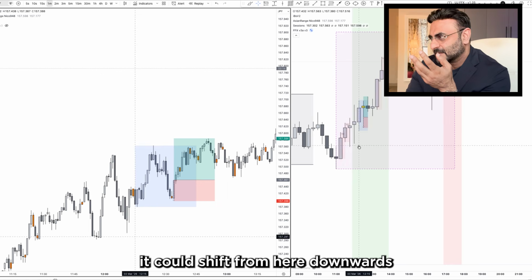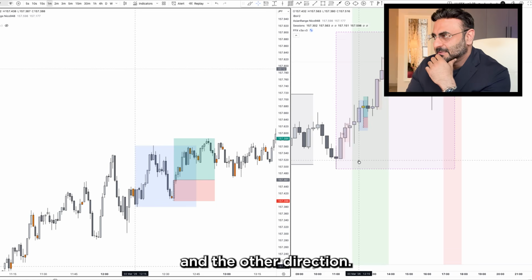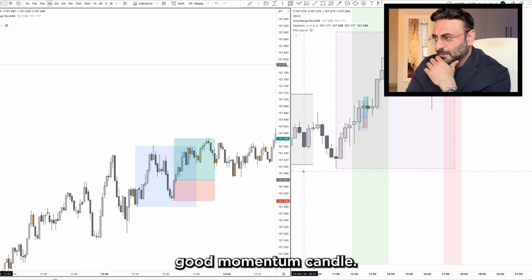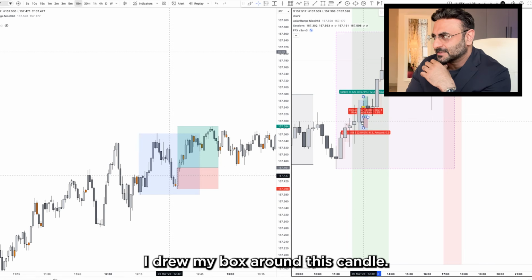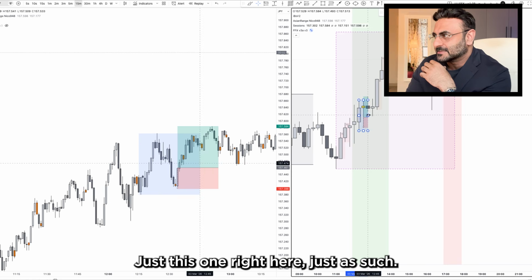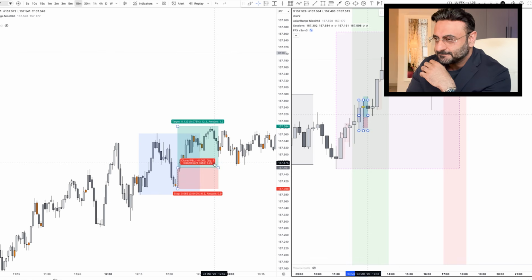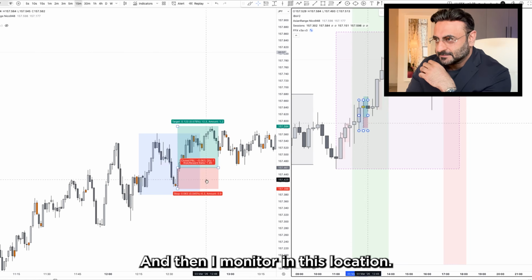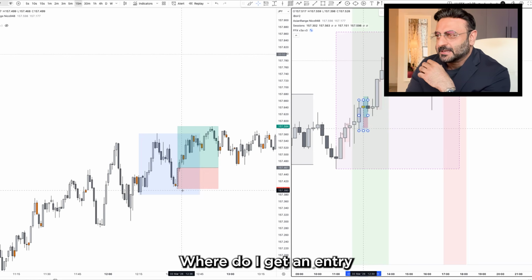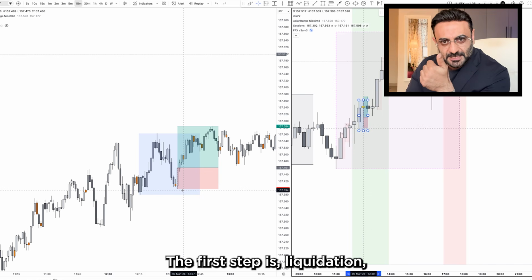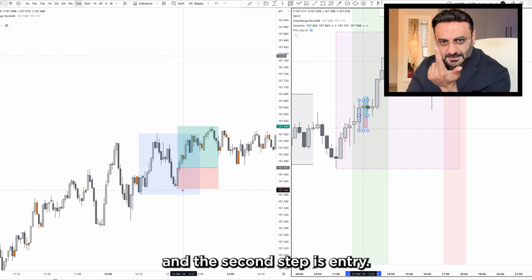I mean, it could shift from here downward, it could shift in the other direction, but this right here, I'm pretty confident that this is a nice good momentum candle. So I drew my box around this candle, just this one right here, and then I monitor in this location what is going on, right? Where do I get an entry? And my entries are what? The first step is liquidation, and the second step is entry.